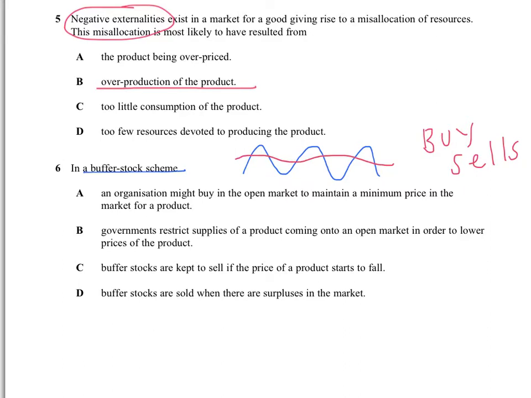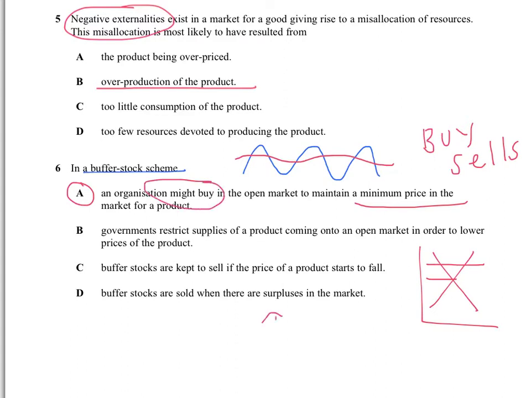The answer in this question is going to be number A. In order to maintain a minimum price, think of our minimum prices. Minimum price is where the price is above. So if there's a minimum price, you need prices to go up. If prices are going up, if you're buying, it will create extra demand. Increase in demand pushes prices up.